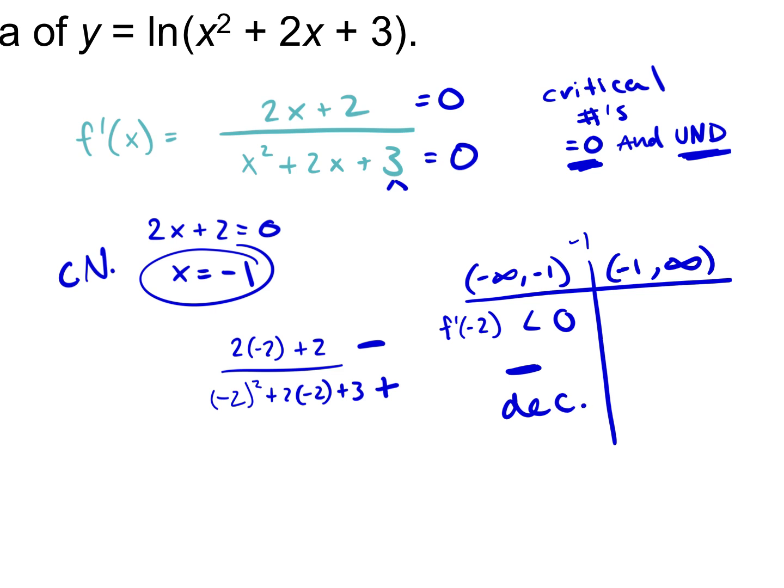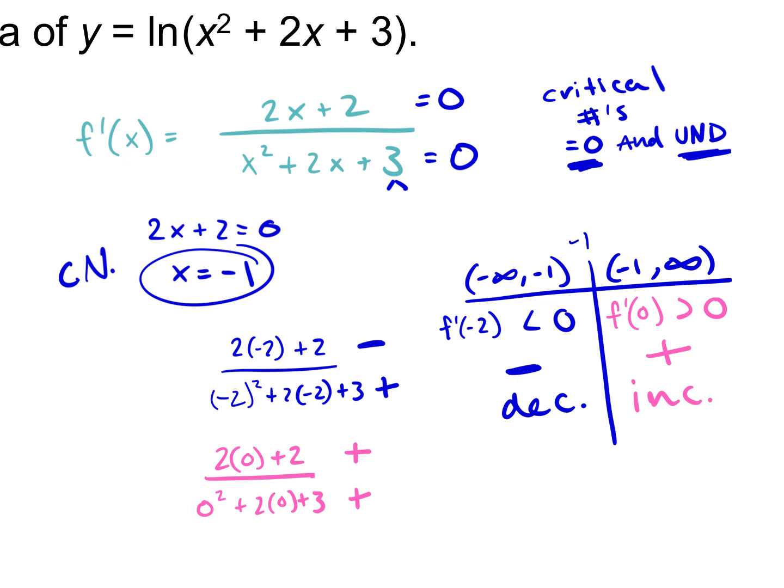Let's do the same thing for our second interval here. What's a good number to plug in the second interval? 0. Awesome. So we plug in 0. We have 2 times 0 plus 2. That gives us a positive up top. And then 0 squared plus 2 times 0 plus 3 would give us a positive on the bottom. So positive divided by positive is positive. So we're greater than 0. We're positive. Are we increasing or decreasing? Increasing.